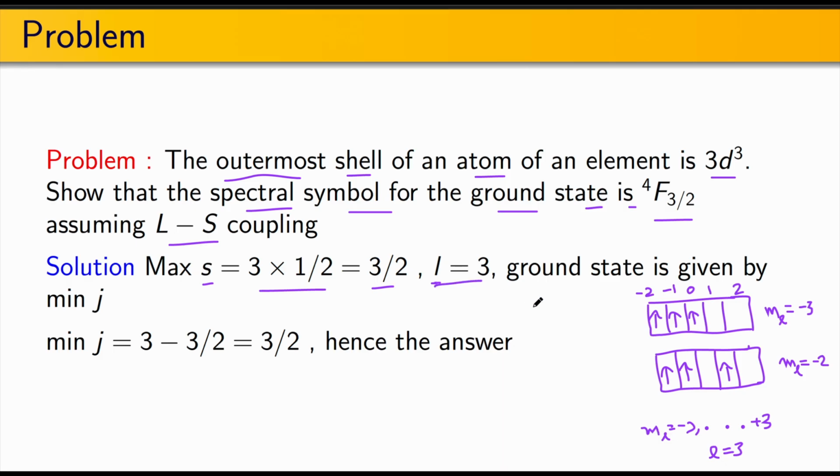That's why L is equal to 3, and the ground state here is minimum J, because this subshell is less than half filled. So minimum J is given by 3 minus 3/2, which is 3/2, and hence the answer. Okay, so that takes care of everything. Multiplicity 4, F, and this is 3/2.